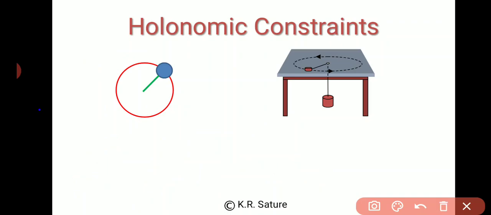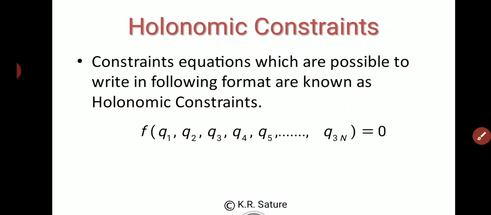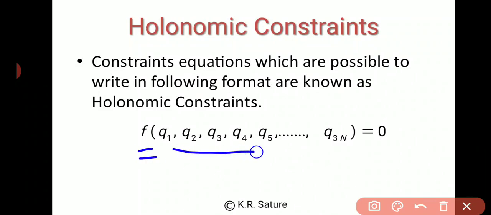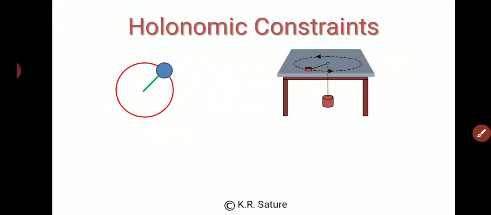So let's again see our definition about the constraint. If we can write some constraint in this form, that is a function of some coordinates and that is equal to 0, then the constraint is a holonomic constraint. So in the exam you can give this example, that is this one, the circle.